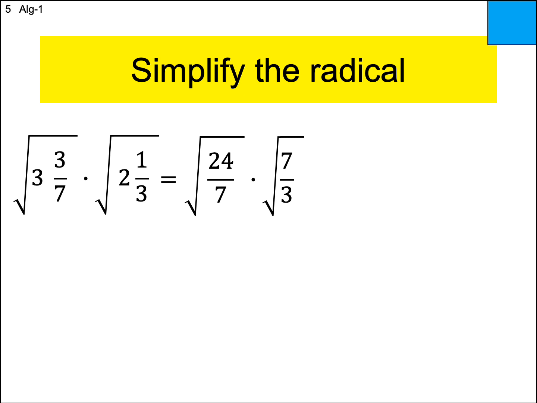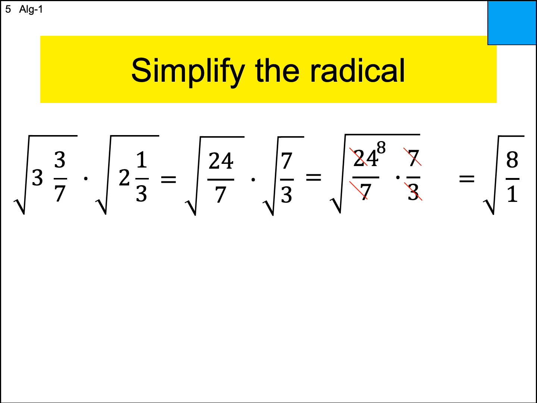We good? Okay, then we multiply. Can we do any cross reduction? Sure can. Let's see, 3 goes into 24, 8 times. 3 goes into 3 once, and then the 7s would cancel. So I'm just left with what? The square root of 8 over 1. Okay?